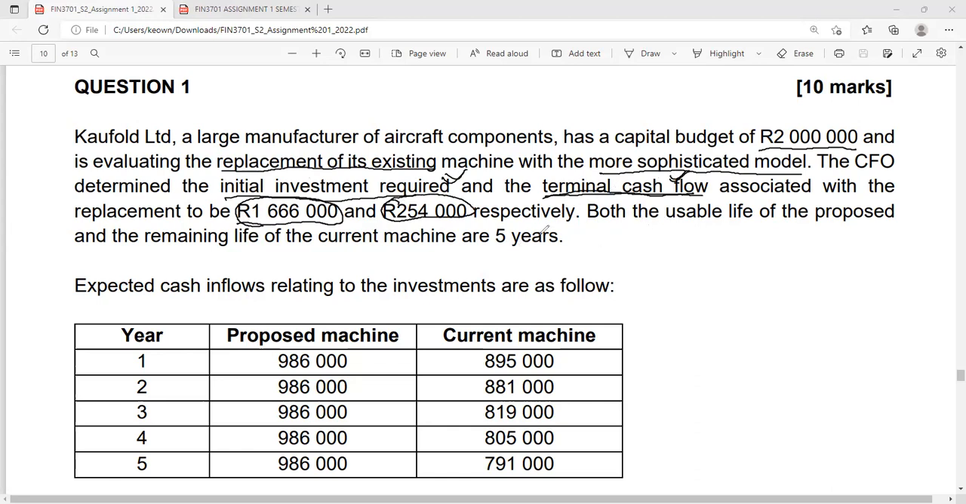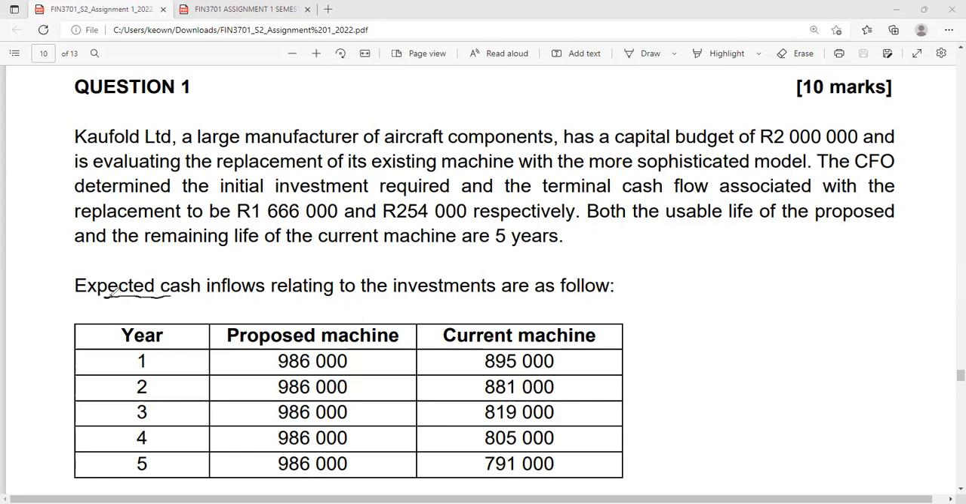We are told that the machine has a useful life of 5 years, right? It's got 5 years remaining. So remember, in the online classes that I gave you access to before, if you're enrolled, we talked about how to determine the initial investment in the first learning unit and also how to determine the terminal cash flow. But fortunately for this question, these were given to you, so you don't have to worry about them.